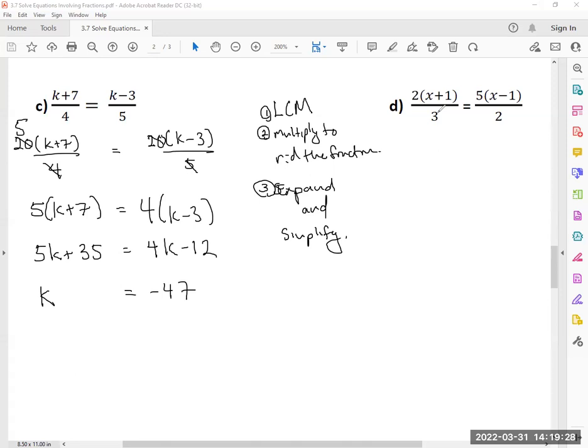Negative 27 is that 35 plus negative 12? Negative 25 minus 35, because I'm minus the 35. Yes. Next Friday.